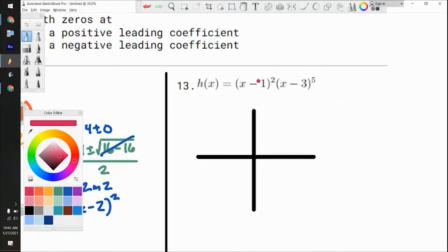Now, this is already in factored form, which is awesome. I'm not going to try to expand that out. I'm not going to try to distribute that. It would take you 1.5 years to do.